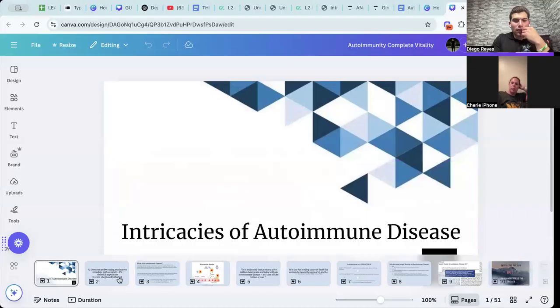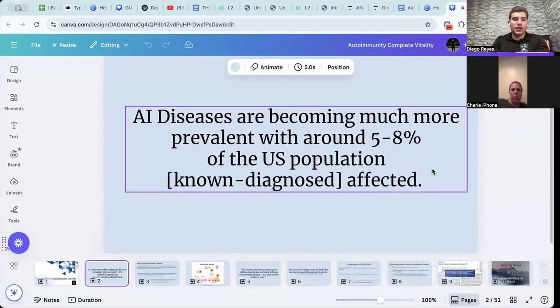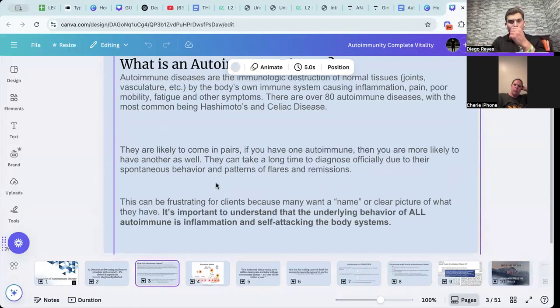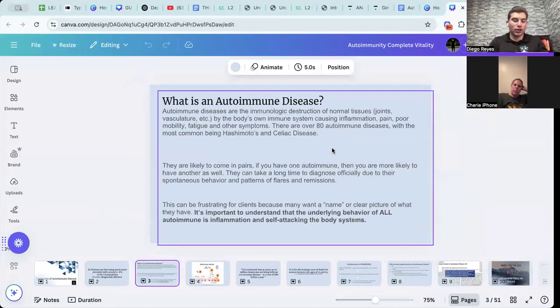So obviously, autoimmune diseases are becoming much more prevalent, with around 5 to 8% of the US population having a known diagnosed condition. That means about 5 to 8% of the population in the United States have some form of autoimmune condition. An autoimmune issue is an immunological destruction of normal tissue by the body's own immune system, causing inflammation, pain, poor mobility, fatigue, and other symptoms, weight gain, weight loss resistance, and everything that you see nowadays or have been dealing with before.